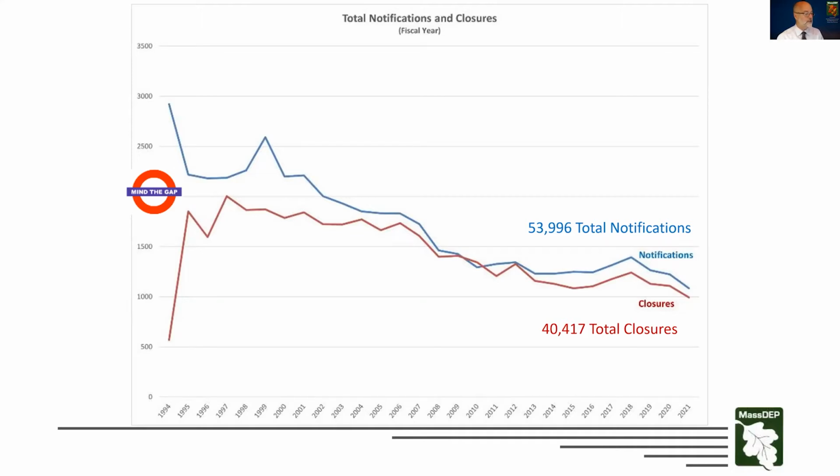Our notification categories, particularly the 2-hour notifications, dropped a little bit last year, 72-hour kind of holding steady, but you can see the variations. Most of the majority of the notifications are 2-hour.